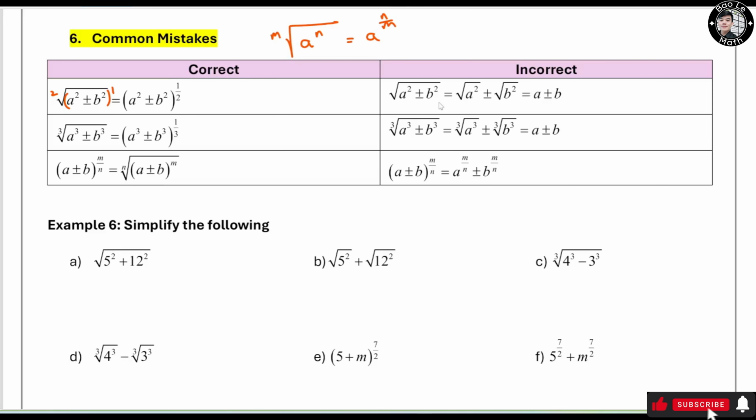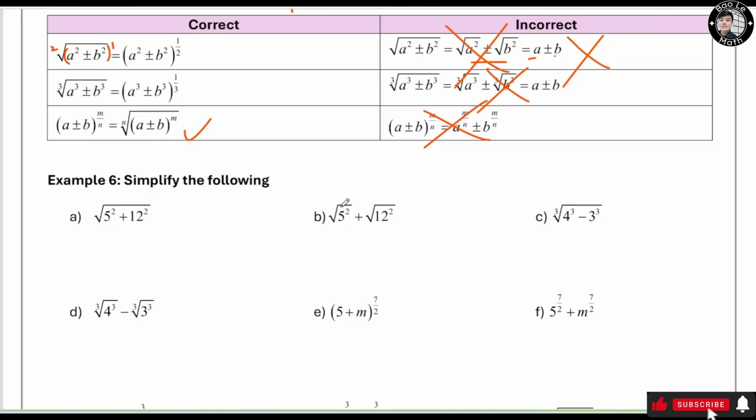Now the common mistake here, they're going to separate the square root. It's going to be like this, and square root of a squared equals a, and square root of b squared equals b. This guy is completely wrong, so keep that in mind. You're not going to apply this formula. Similarly, we have cube root, right? We cannot do it like this, right? Now in the general case, we have a plus or minus b raised to the m over n. We need to rewrite like this. We cannot separate like this, right? So for this one right here, we cannot separate like this, right? The common mistake like this.